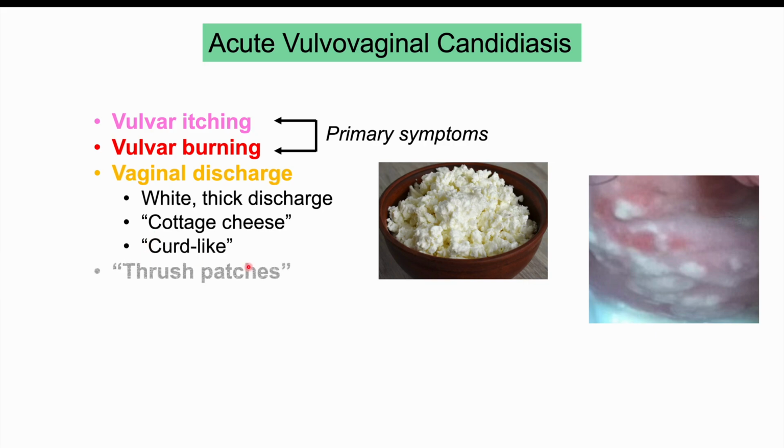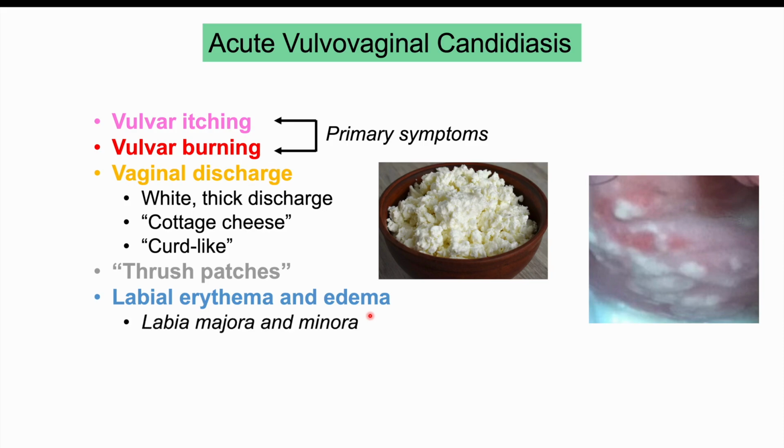We can also see something called thrush patches. And we can also see issues with labial erythema and edema. So the labia, like the labia majora and minora, are going to be erythematous, so they'll be more reddened, and more edematous, meaning that they're swollen. So this is due to that inflammatory response we talked about before. And patients can also describe having dysuria, which is a burning sensation when urinating. Now, these symptoms actually may be more pronounced just prior to menstruation, and patients can often describe having worsened or exacerbated symptoms after urination or intercourse as well.